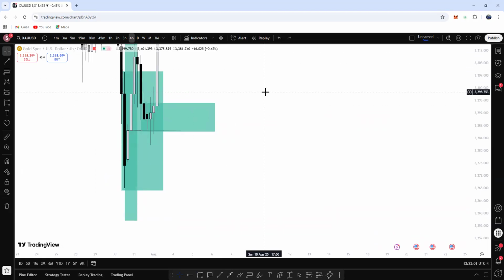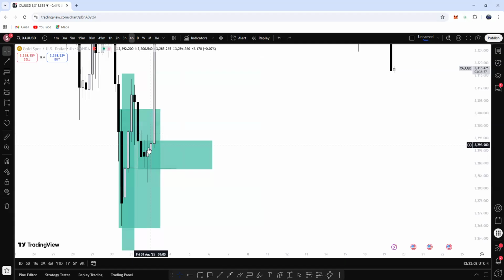If you try this pattern on CC USD, you will enjoy it a lot. So guys, that's about buy and sell engulfing. So let's go to classic SNR, guys.